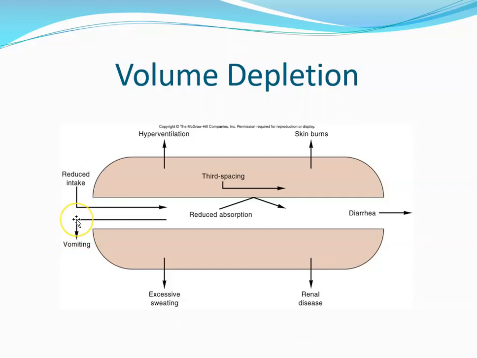This picture here shows how you can lose volume. This represents the mouth area. This represents exuding. So it could be due to a reduced intake or vomiting, diarrhea, renal disease, excessive sweating, reduced absorption, hyperventilation, because every time we exhale, not only do we get rid of CO2, we also get rid of water, skin burns, and third spacing.